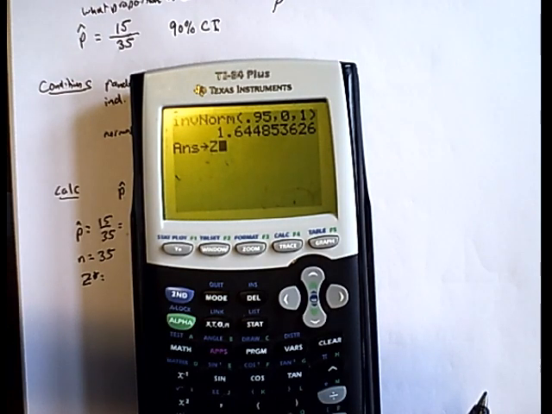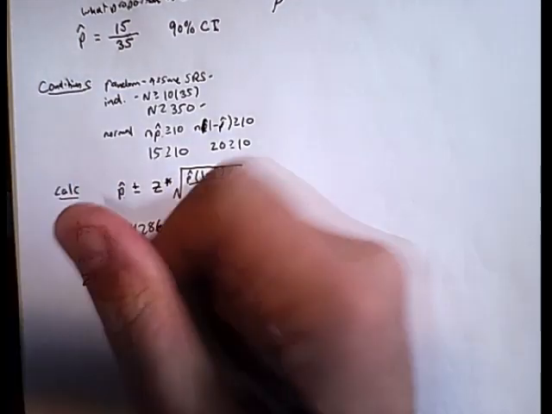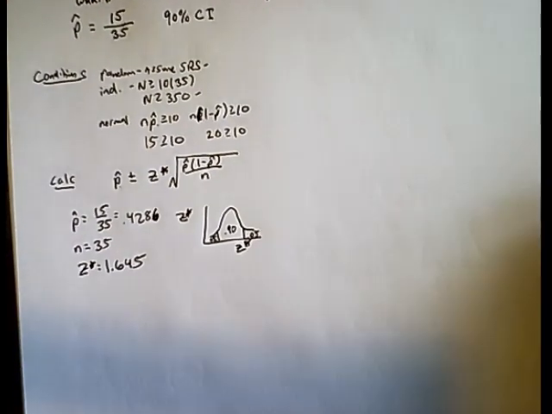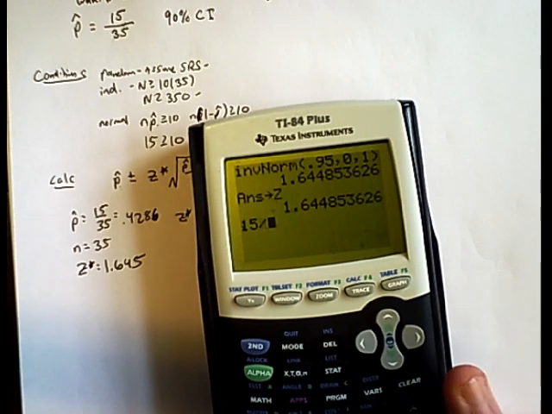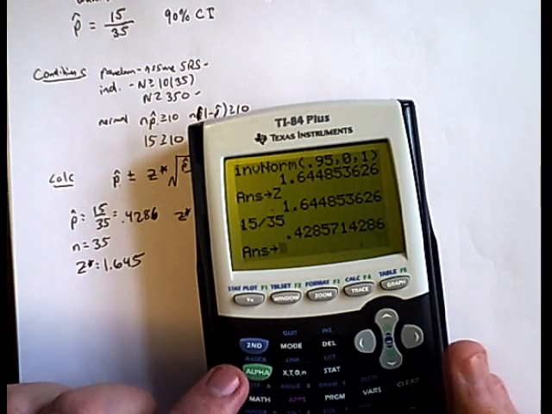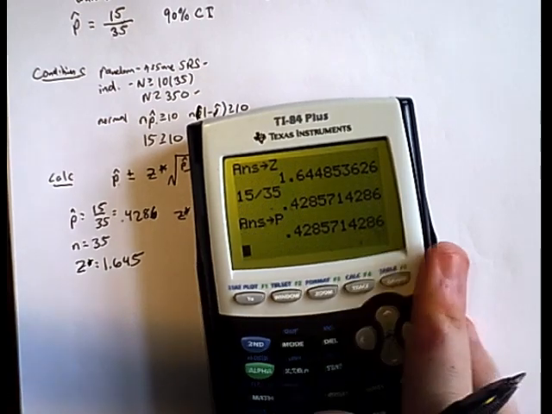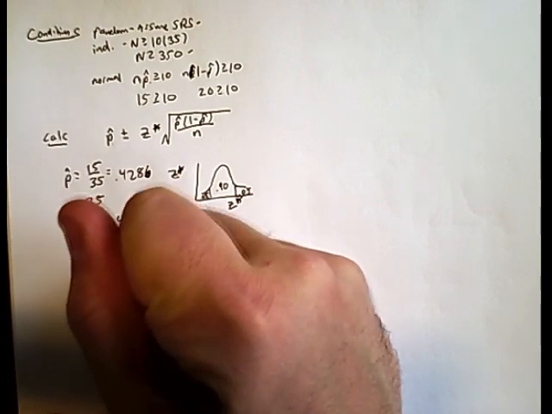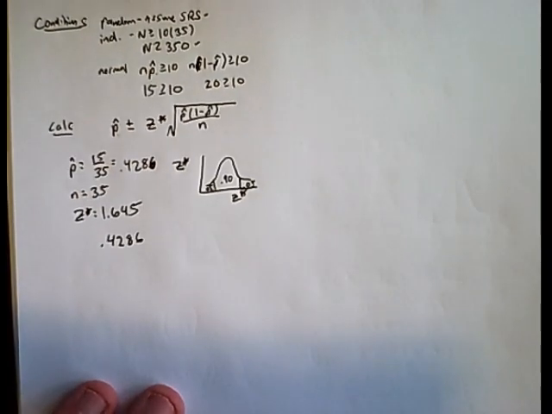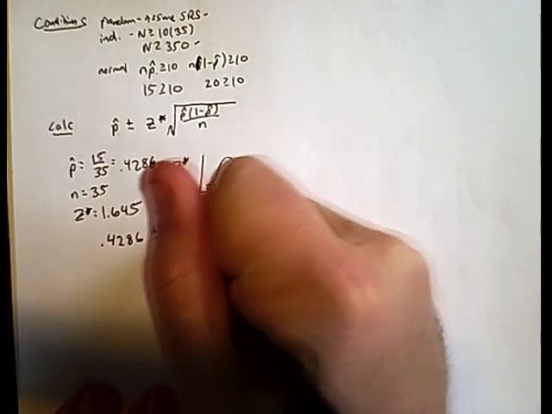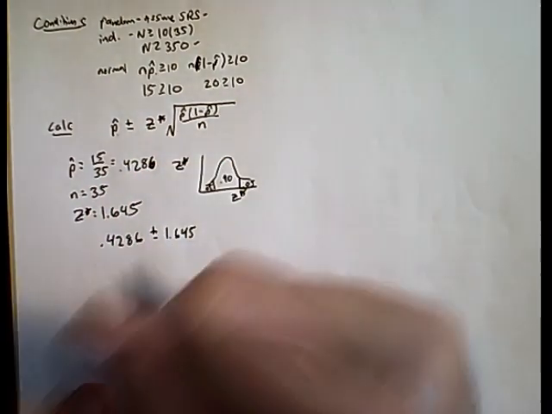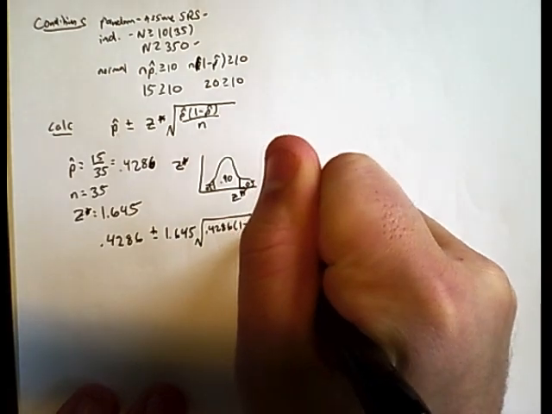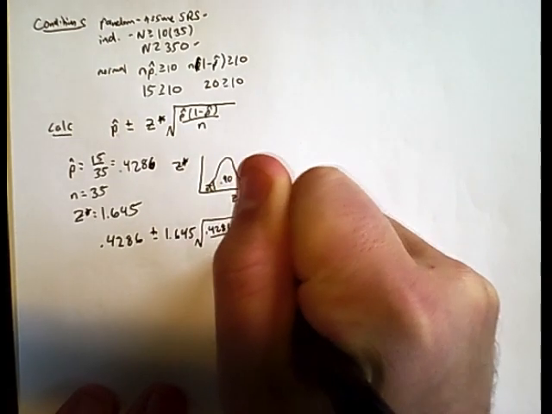Okay, I'm just going to store that as z. Let me do that p-hat again, and let's store that one as p. So to calculate this interval, take p-hat, 0.4286, plus or minus the z star, which is 1.645, times a big square root of 0.4286, 1 minus 0.4286, all over 35.